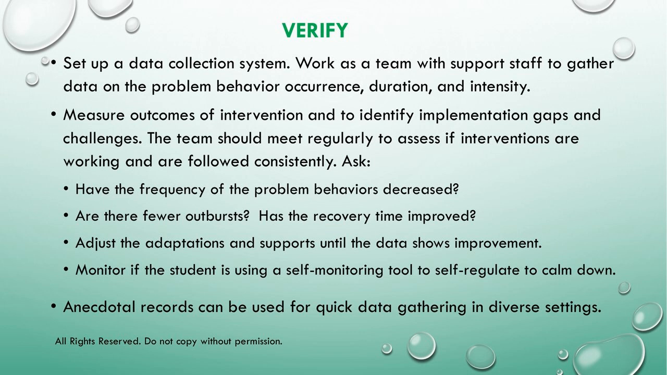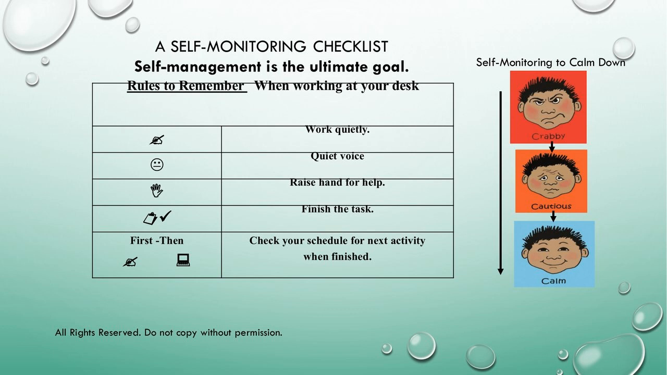Monitor if the student is also using a self-monitoring tool. And you can also take some anecdotal data. Let's say you are outside, if you're in the cafeteria, you can use Post-it notes to note down some of the behaviors. And then, in addition, as part of this verify feature, you can also provide the student with a self-monitoring checklist. This may vary depending on your situation and depending on the student's specific behaviors. But you can help the student to go down.